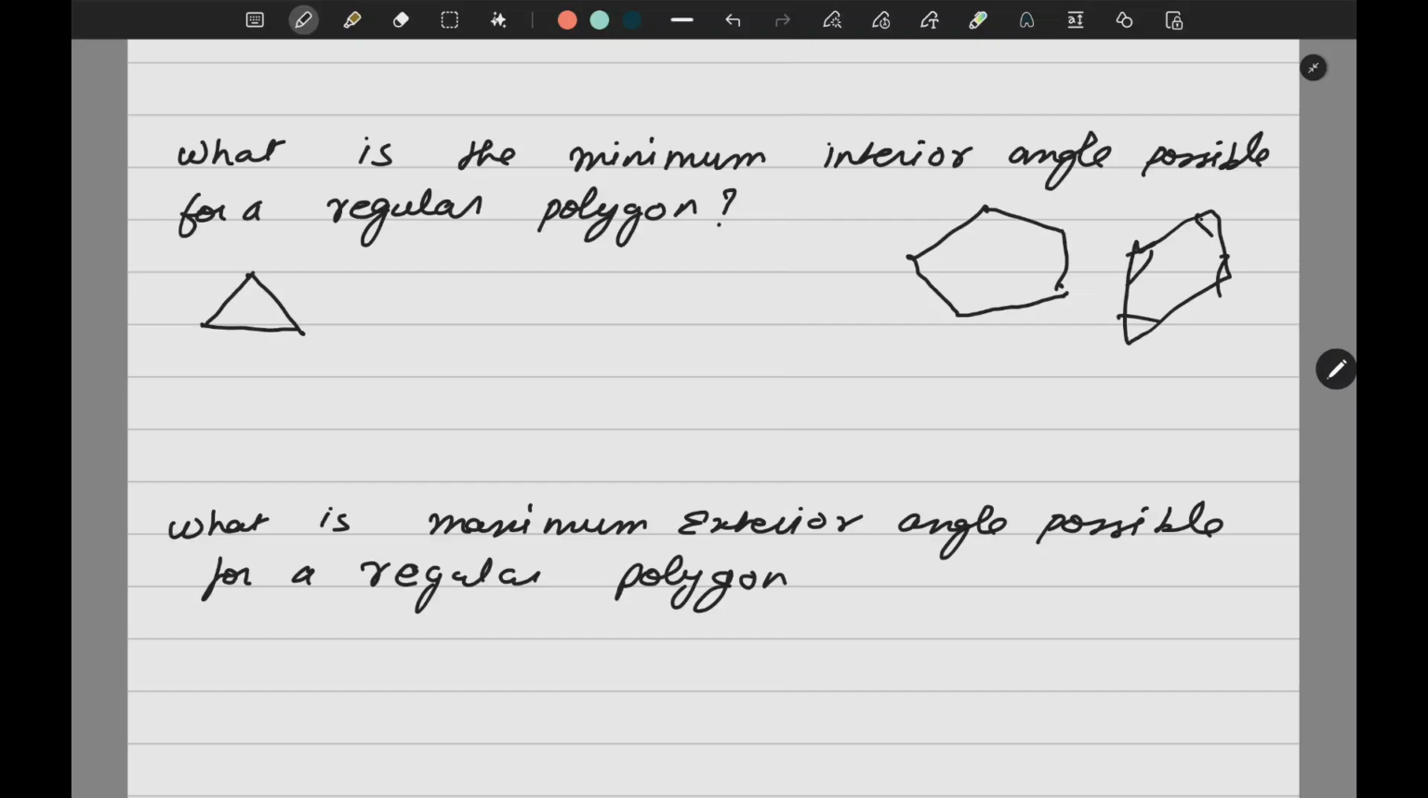Why equilateral? Because I am talking about a regular polygon. So this is the smallest polygon I can make. Correct? So it is an equilateral triangle, and I know for an equilateral triangle each angle is 60 degrees. So that will become my answer.